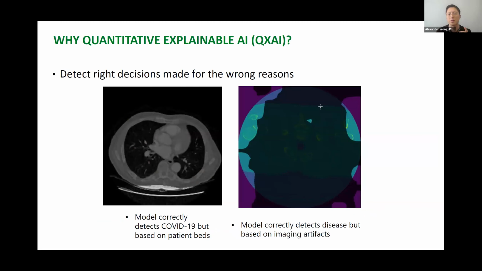Usually you look at things like sensitivity and specificity, and if things look good, then you would deploy into the wild. But what could happen is that your AI model can actually be making all the right decisions, but for all the wrong reasons. So here are some very clear examples of that.